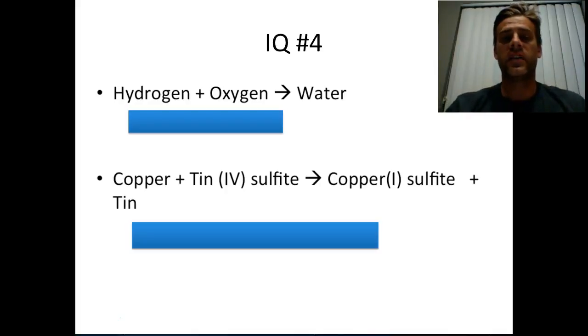So let's look first at hydrogen and oxygen makes water. And right now, all I want you to do is understand that hydrogen and oxygen are both diatomic. Water is exactly what you know. It's dihydrogen monoxide, if we were to write it properly. But go ahead and write that one out. And then the one below, copper plus tin(IV) sulfite yields copper(I) sulfite plus tin. Okay, so go ahead and hit pause right now if you need to, and then we will come back and go through them.